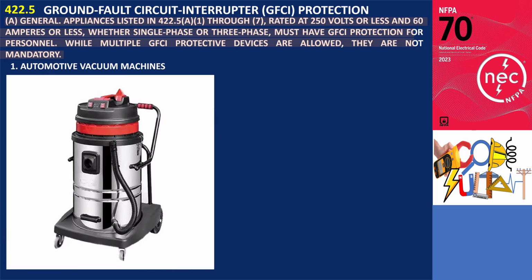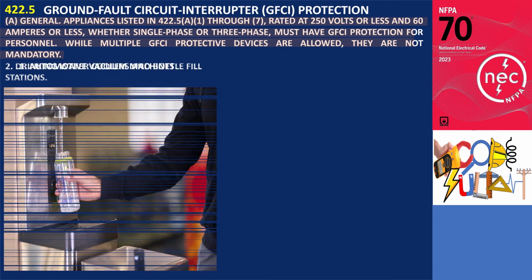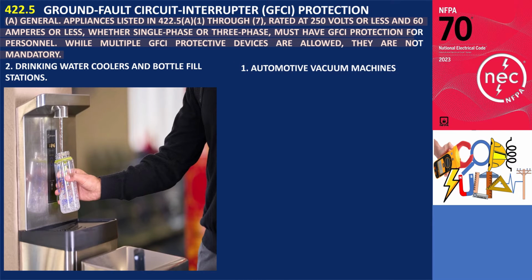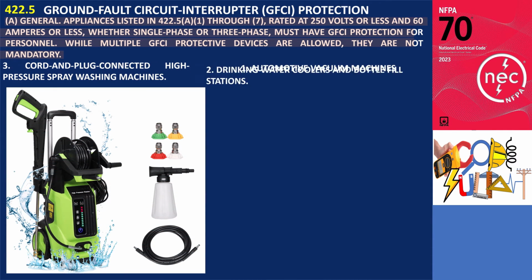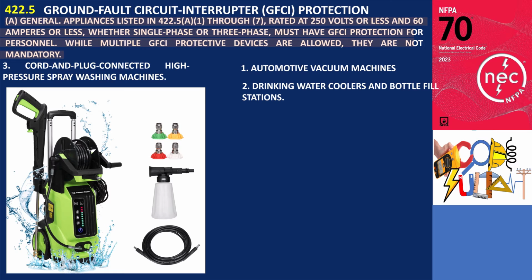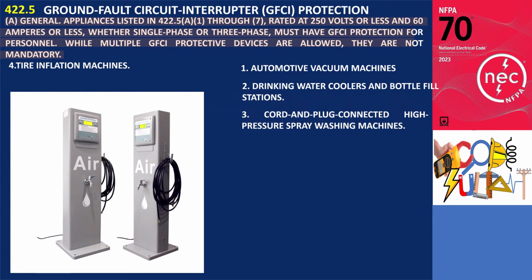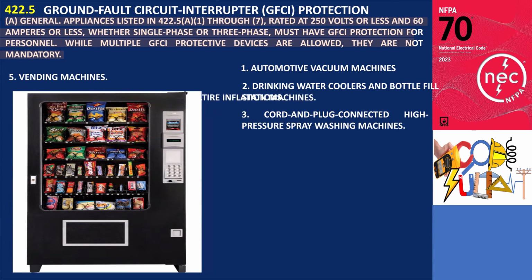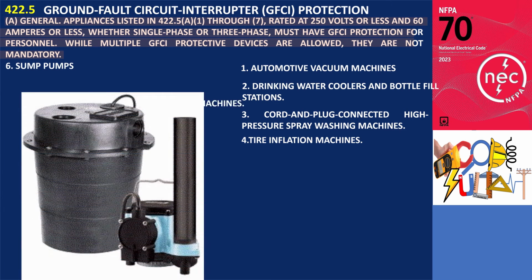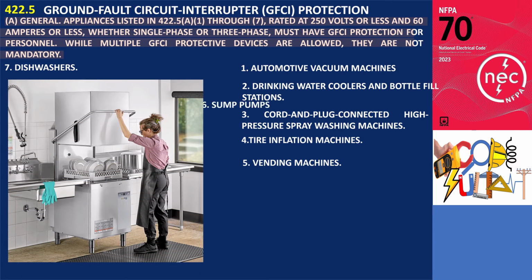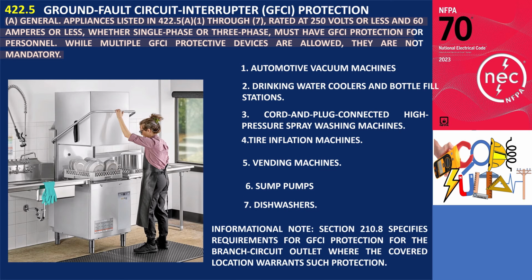The appliances requiring GFCI protection are: 1. Automotive vacuum machines, 2. Drinking water coolers and bottle fill stations, 3. Cord and plug connected high-pressure spray washing machines, 4. Tire inflation machines, 5. Vending machines, 6. Sump pumps, 7. Dishwashers. Informational note: Section 210.8 specifies requirements for GFCI protection for the branch circuit outlet where the covered location warrants such protection.